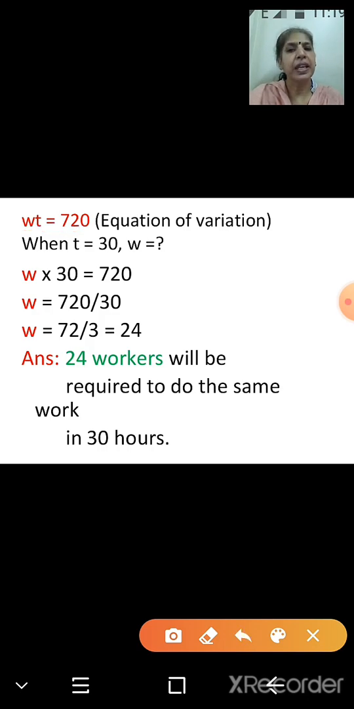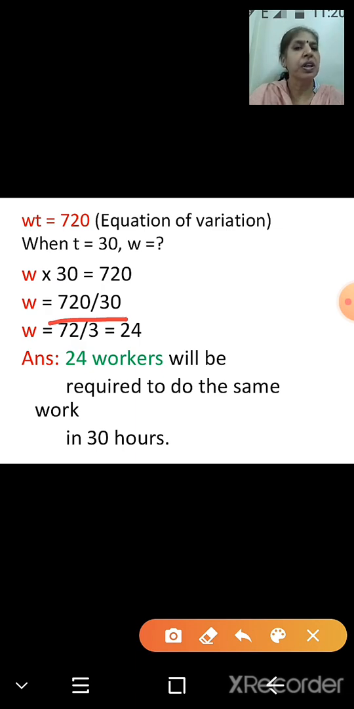Now next pair is T is 30. We have to find the workers. W is question mark. Again what will we do? We will substitute in the equation. And the equation is, yes, WT is equal to 720. In this equation we are substituting. W multiplied by 30, T is given 30, is equal to 720. Now we have to find W. So 30 will go to the other side of equality. It will become 720 upon 30. Now we have to do this calculation.